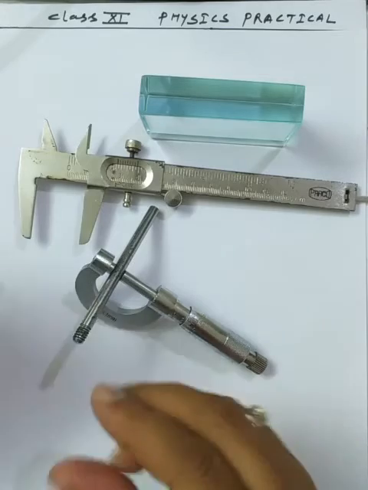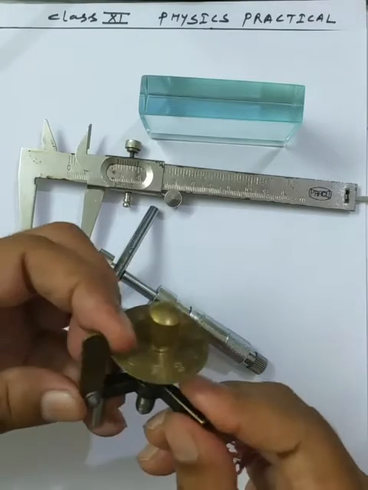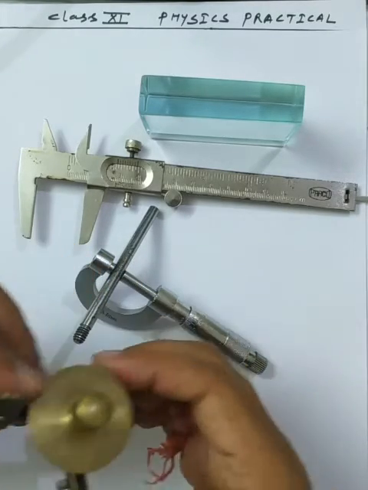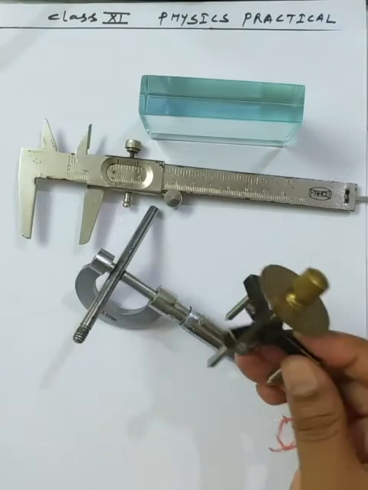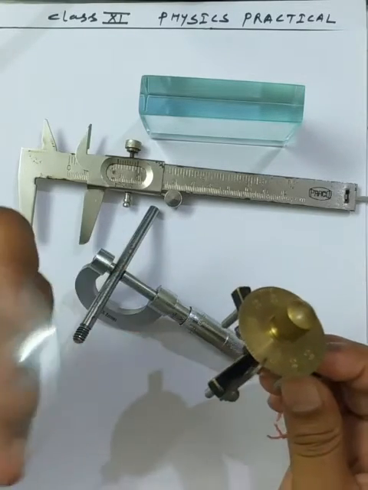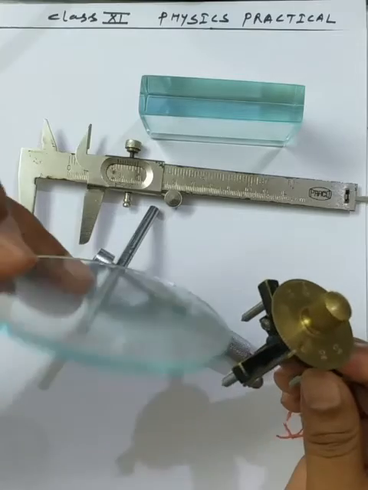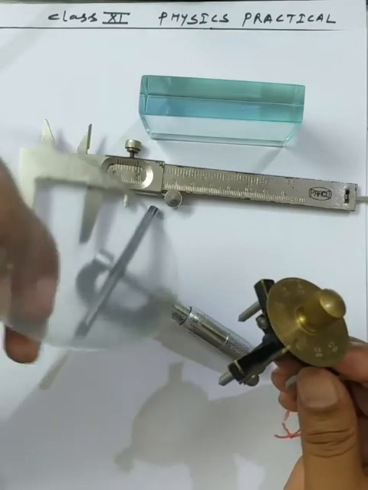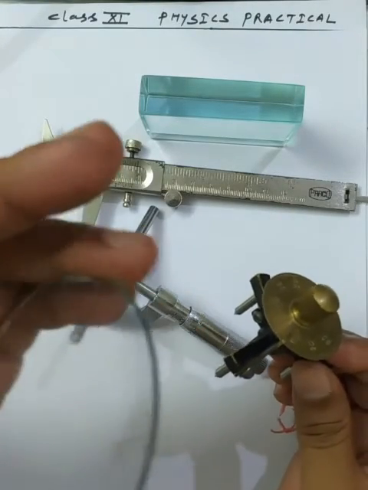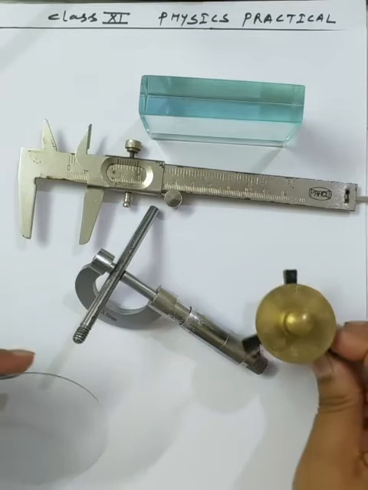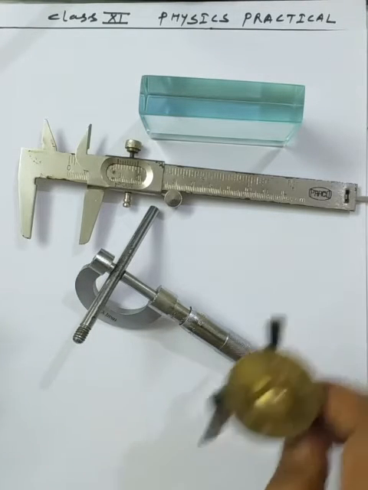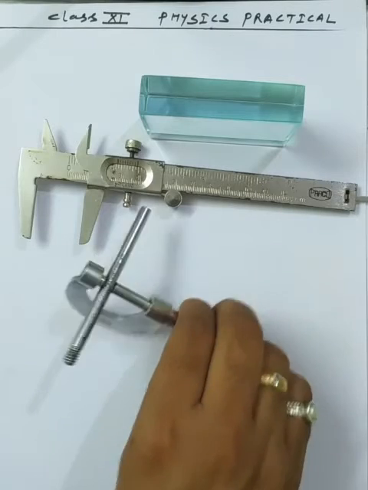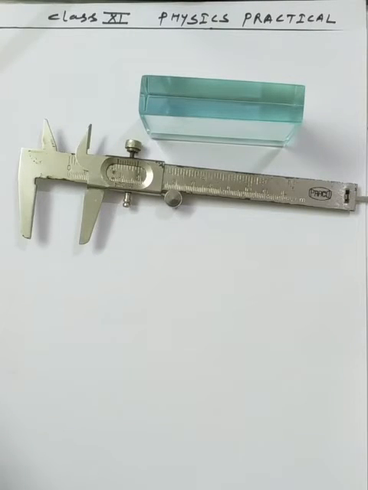Now the third device is called the spherometer. We will use this spherometer to find out the radius of curvature of a given curved surface, such as a watch glass. So these are the three basic instruments we will use in the laboratory to measure length.